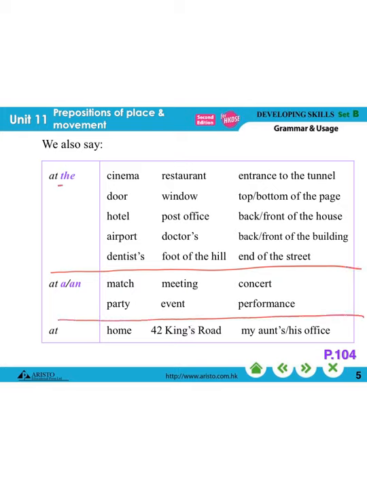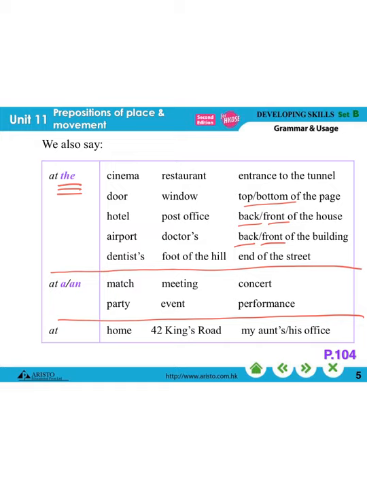And we can also use at with all these words. So we say at the, okay, something, at the cinema, at the restaurant, at the entrance to the tunnel, at the top of the page, at the bottom of the page, at the back of the house, at the front of the house when we are talking about the location, okay? At the back of the building, at the front of the building, okay?